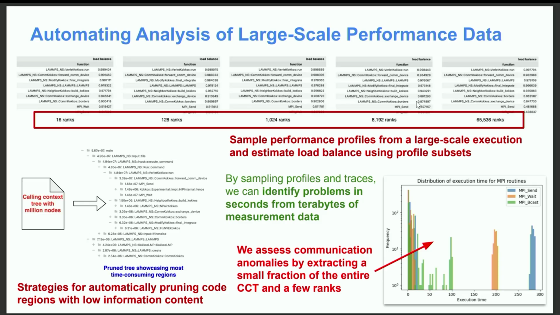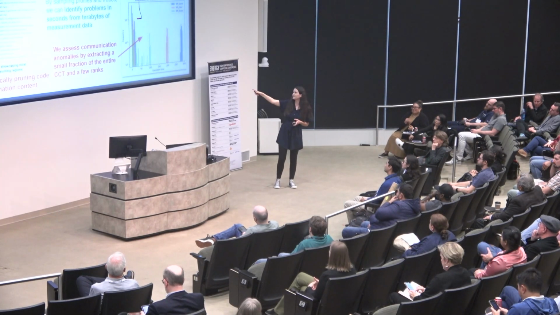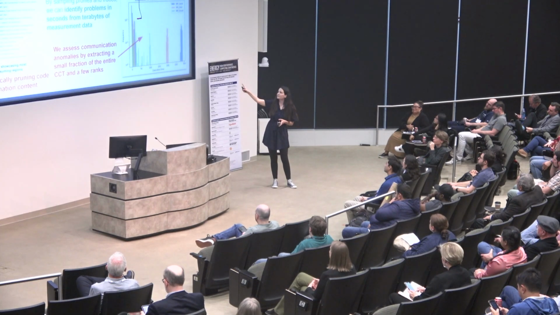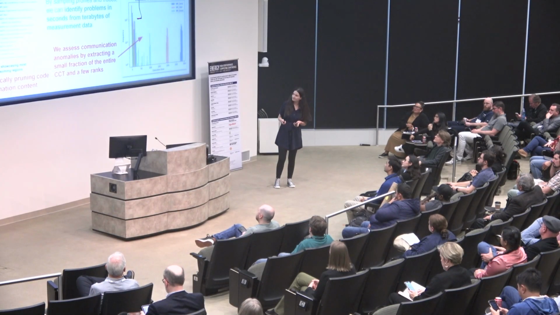Above, you can see I was calculating the load balance for the most time-consuming regions by extracting a smaller number of ranks. And on this graph, I was plotting the load balance. On the previous slide, we had a trace view where we saw the idleness and network delays. And here I managed to detect these anomalies by plotting the communication time by only looking at a smaller number of ranks. So we can identify problems in seconds from terabytes of measurement data.